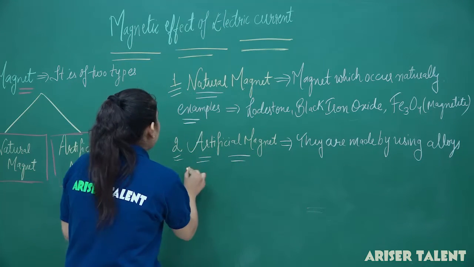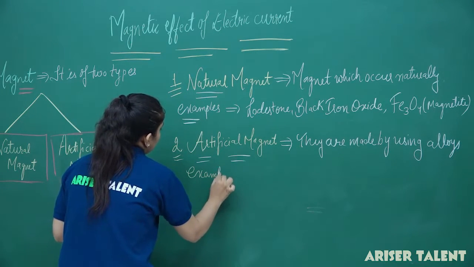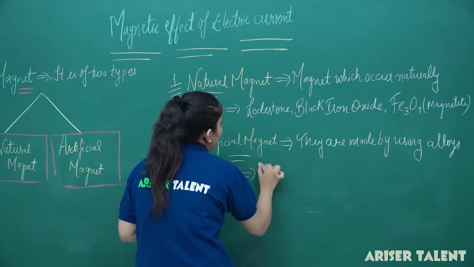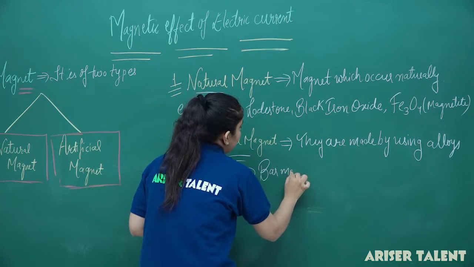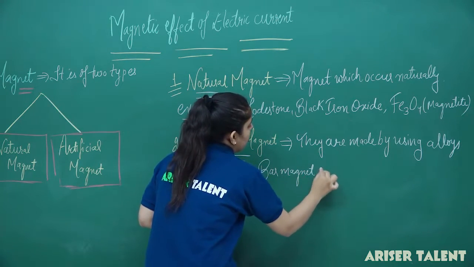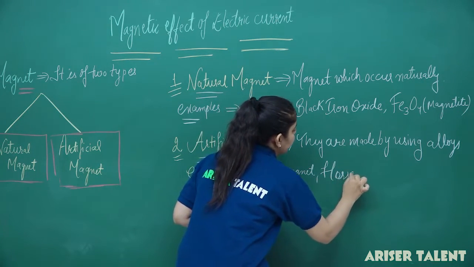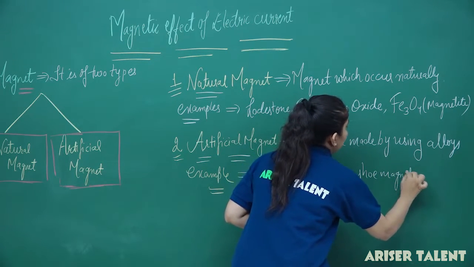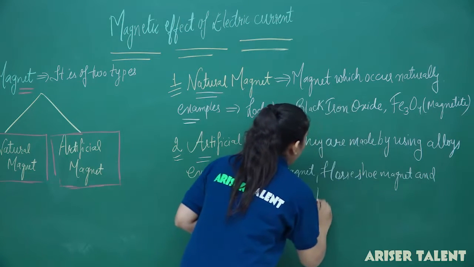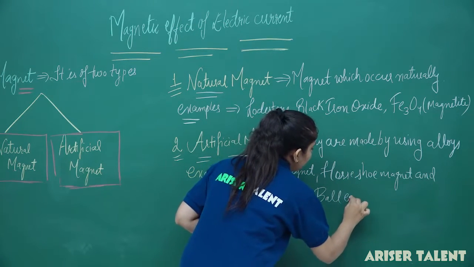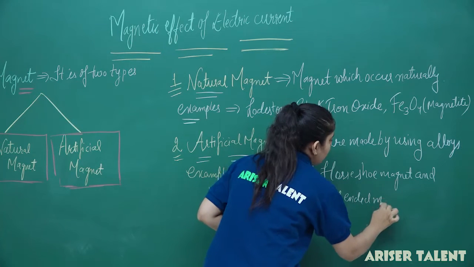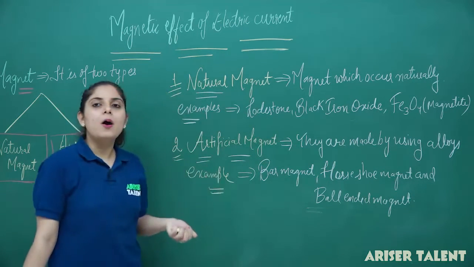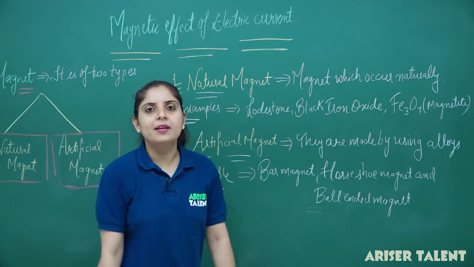So, the example here will be bar magnet. Examples of artificial magnet are bar magnet, horseshoe magnet and ball-ended magnet. These are the names of a few of the magnets we have that we will see in the further chapter. So this is about the natural magnet and the artificial magnet we have.